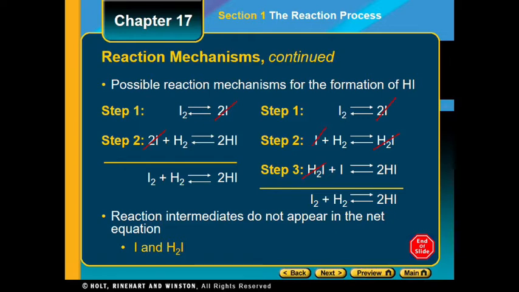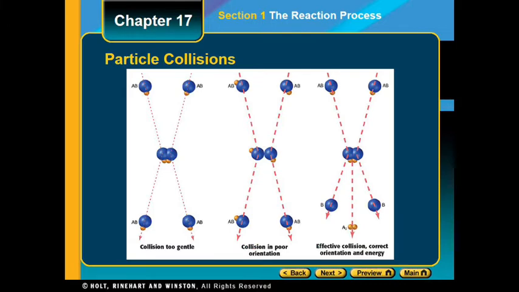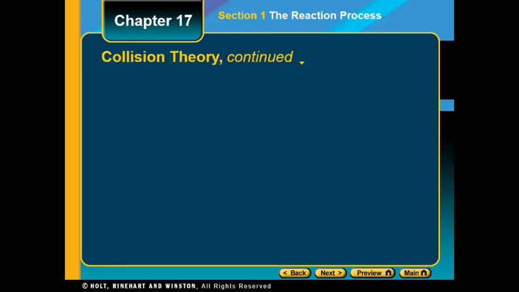Now we're going to move into, well, how would we know which of these sets of mechanisms would actually produce HI? We're going to get into collision theory. So again, collision theory talks about how your reactants collide with each other to give you the molecules that you want. You have three options here. In the first one, it says the collision is too gentle, so notice there's not a reaction. In the second, there's poor orientation, so again, you don't get the reaction you're looking for. But in the last one, you have effective collisions and correct orientation and energy, so that reaction will take place.